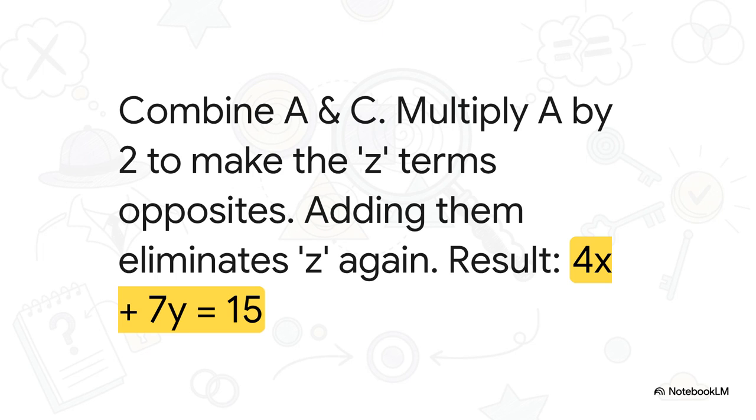Okay, on to step two. We need to pick a different pair of equations. Let's go with A and C this time. And here's the really critical part, so listen up. We have to eliminate the exact same variable, z. Now, to make that happen here, we'll need to multiply all of equation A by 2. That'll give us a negative 2z, which will perfectly cancel out the positive 2z in equation C.